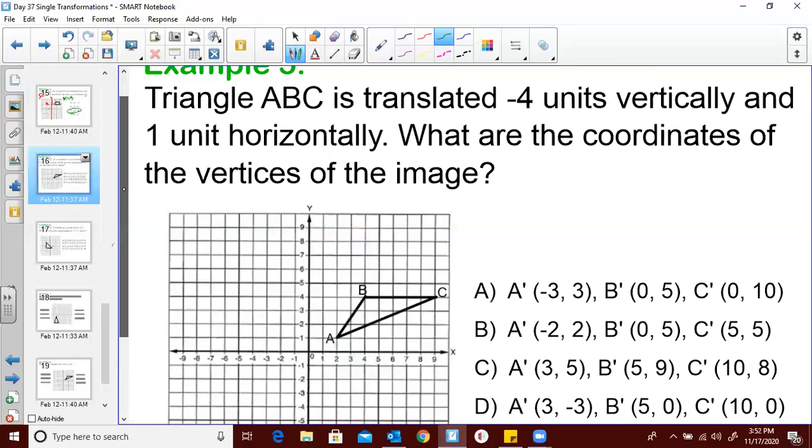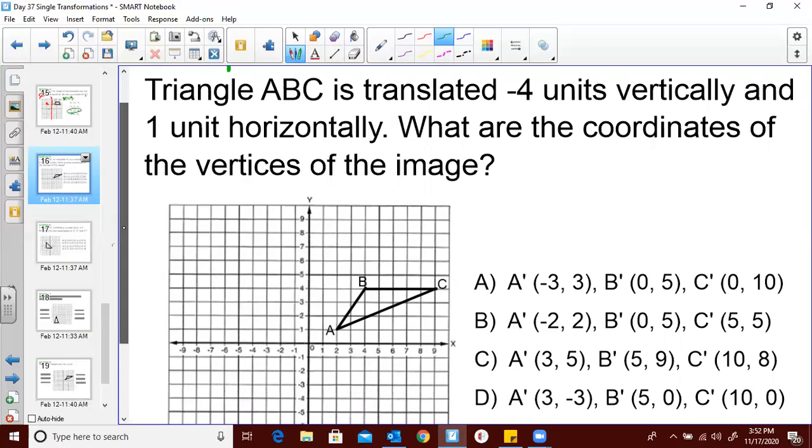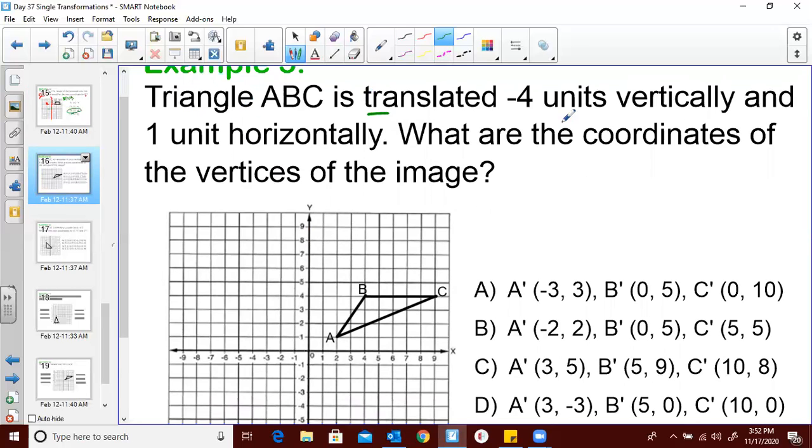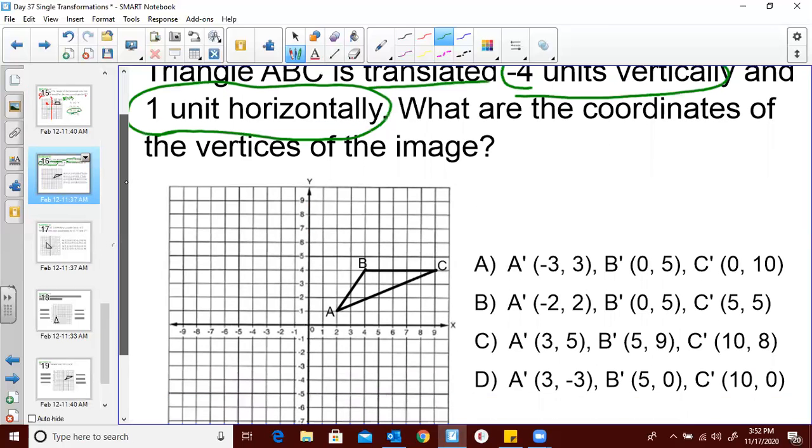All right. So you look at this question, you think, wow, that's a word problem, a graph, and a bunch of numbers and letters all together. Like, this is a tough one. Let's just break it down. All right. So triangle ABC is translated -4 units vertically, 1 unit horizontally. What are the coordinates of the vertices of the image?